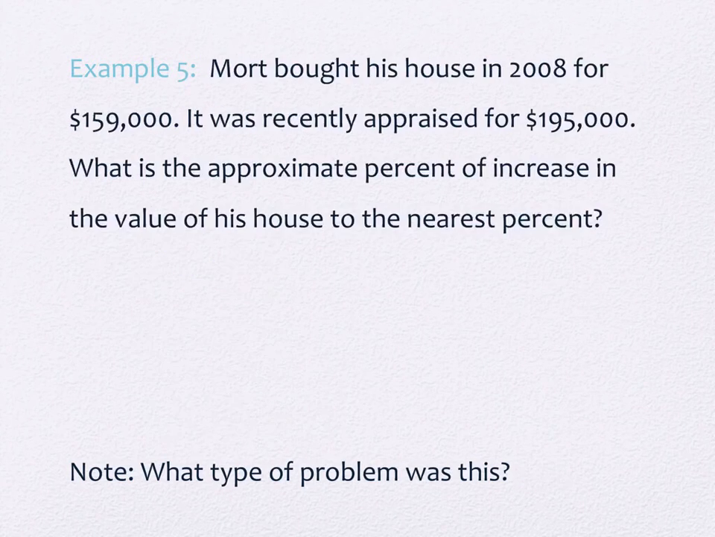All right, we will end with number 5 today. Mort bought his house in 2008 for $159,000. It was recently appraised for $195,000. What is the approximate percent of increase in the value of his house to the nearest percent? So we're looking at a proportion with 100 in it. I'm given 2 numbers, 195,000, 159,000. Where do they go? The 159 goes on the top and then 195.